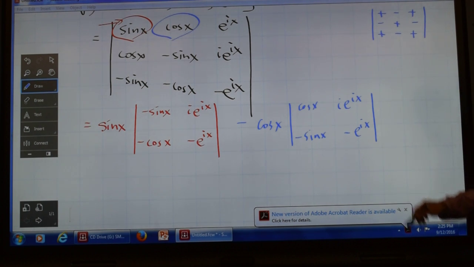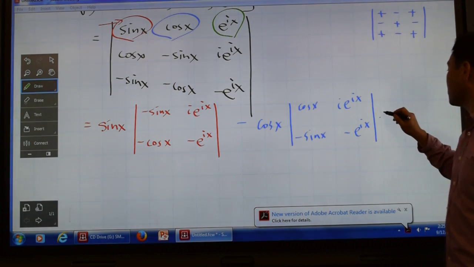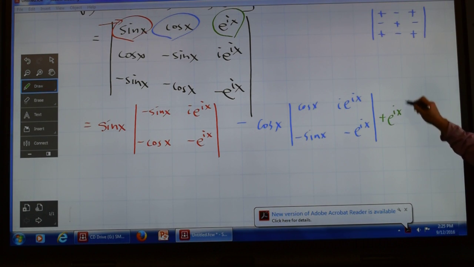And then plus, for the green, I need plus e to the ix, cosine x, negative sine x, negative sine x, negative cosine x.